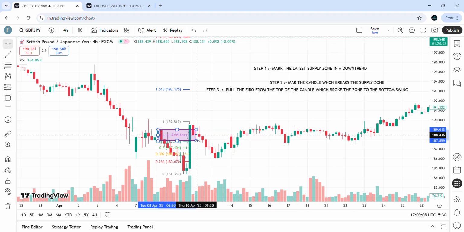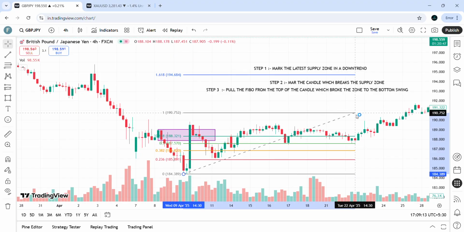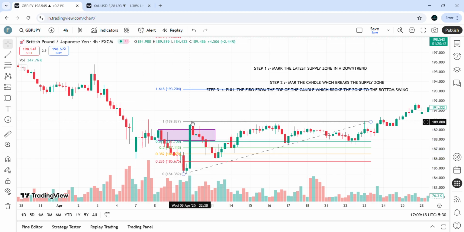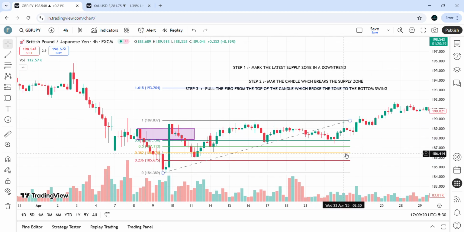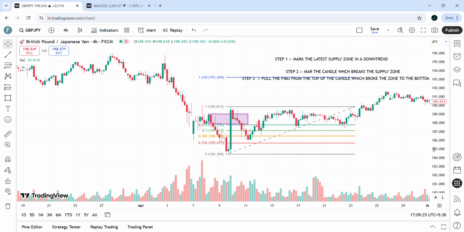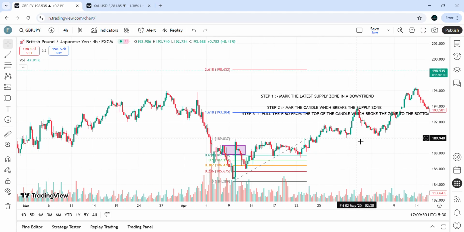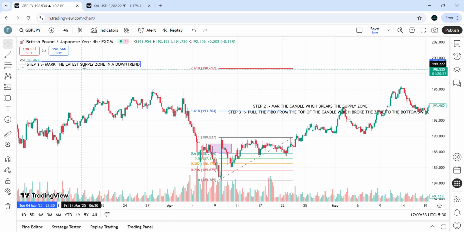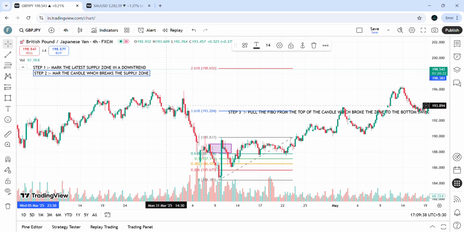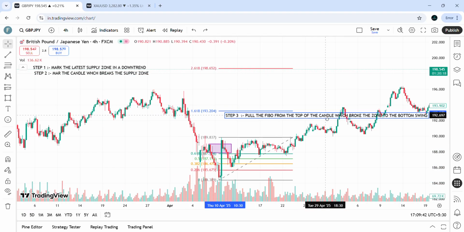And just drag it to the right. See, so you pull the Fibonacci from over here to the recent swing low. This is how it would look. So here you have your targets. Let's just get this out of the way. Step 1, step 2, and step 3.